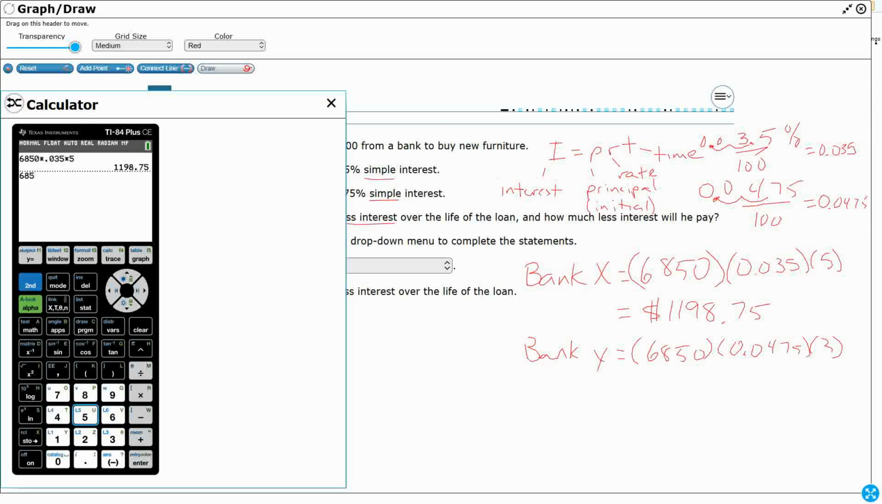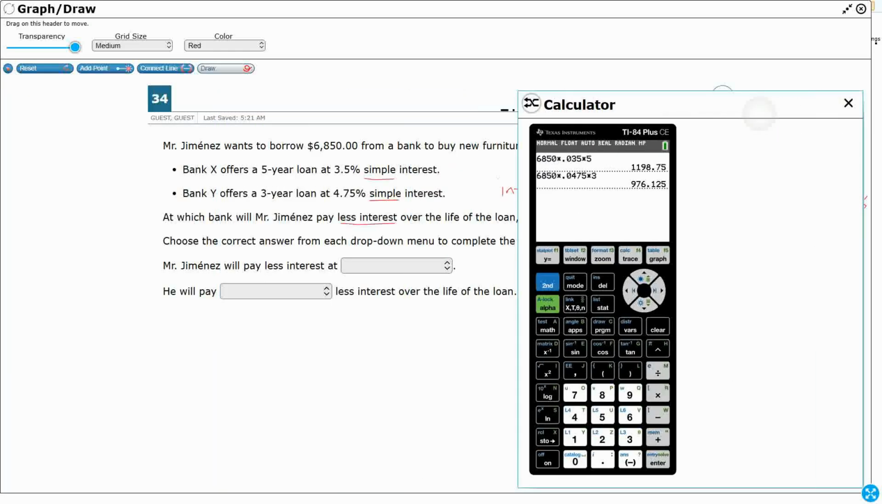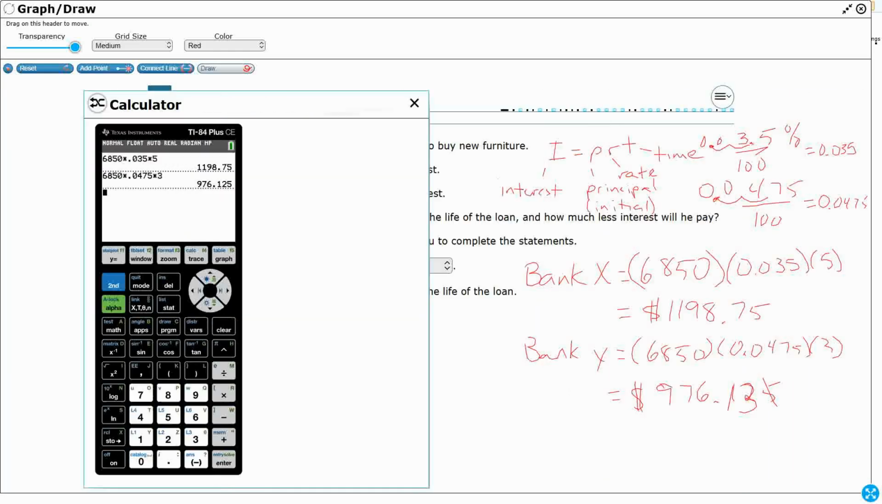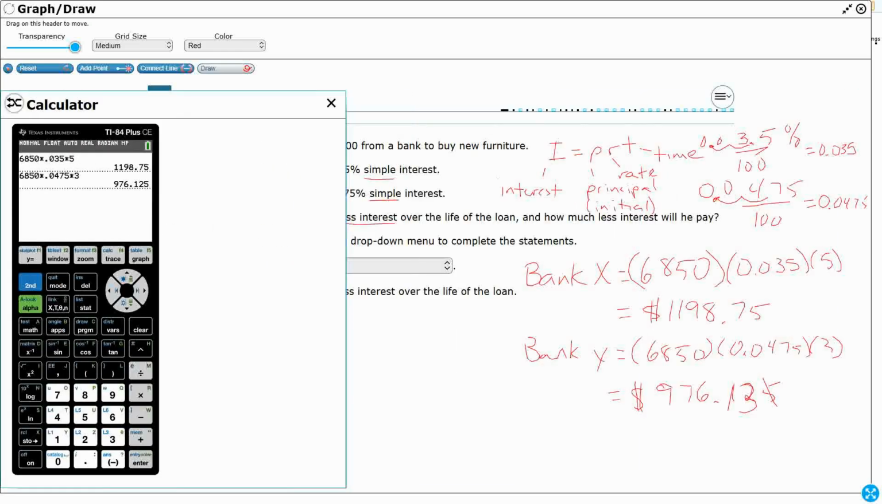So 6850 times 0.0475 times 3. All right, so that's going to equal less, 976.125. Since we're dealing with dollars and cents, let's just round this up to 13. All right, so Bank X is going to get you more, or he will pay less interest at the loan at Bank Y. So that's what we want.